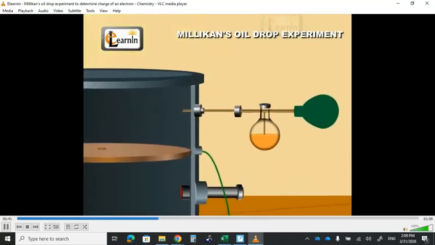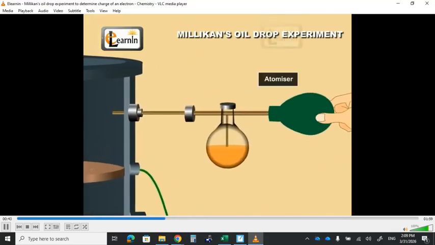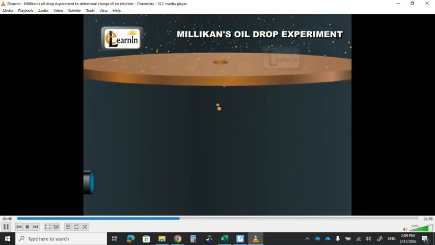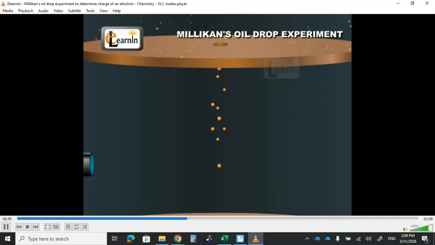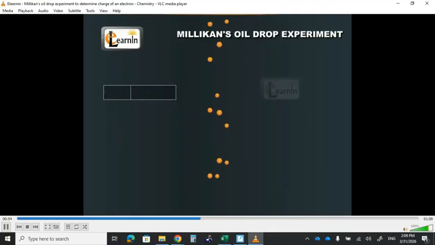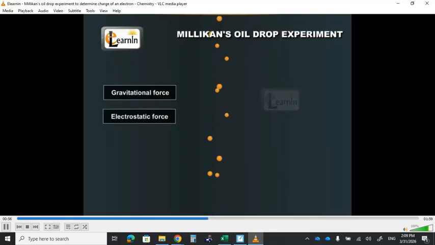In the Millikan's oil drop method, an atomizer produces oil droplets in the form of mist, which are sent through a plate of electrical condenser. There are different forces which act on the oil drop, including gravitational, electrostatic force due to electric field, and viscous drag force.